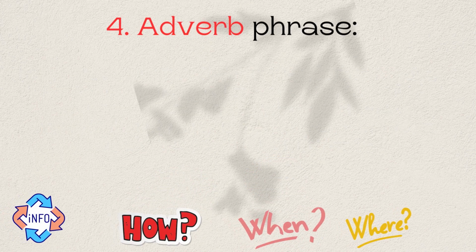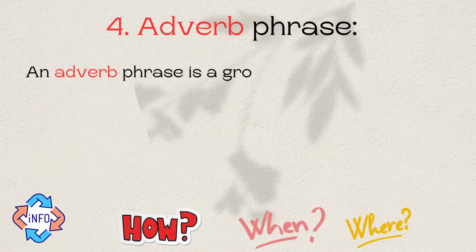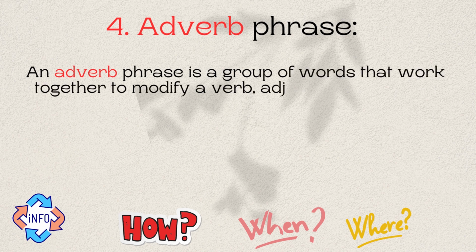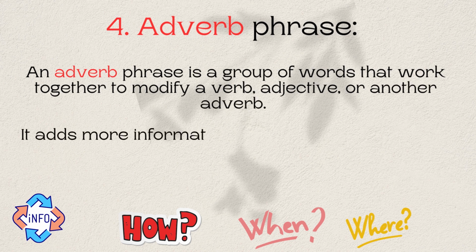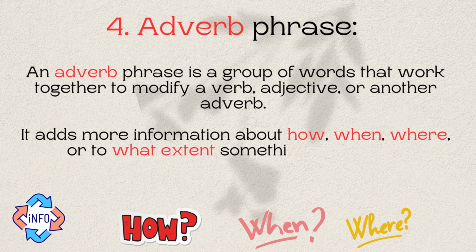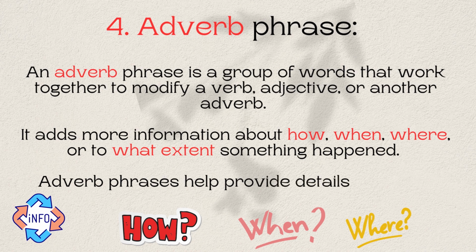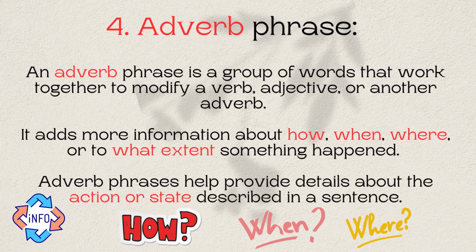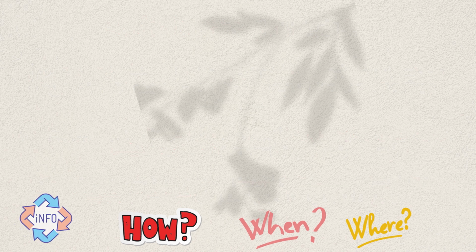The fourth one is an adverb phrase. An adverb phrase is a group of words that work together to modify a verb, adjective, or another adverb. It adds more information about how, when, where, or to what extent something happened. Adverb phrases help provide details about the action or state described in a sentence.